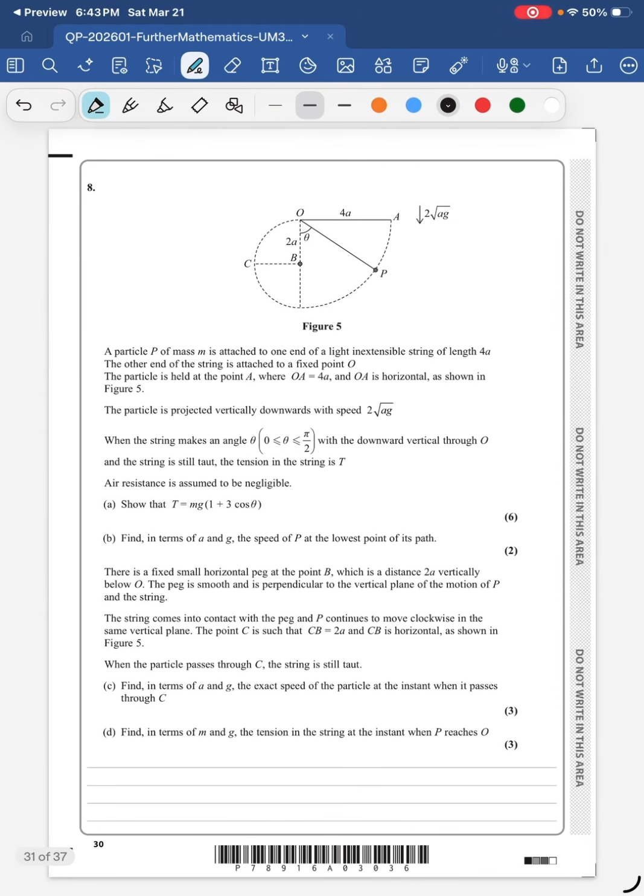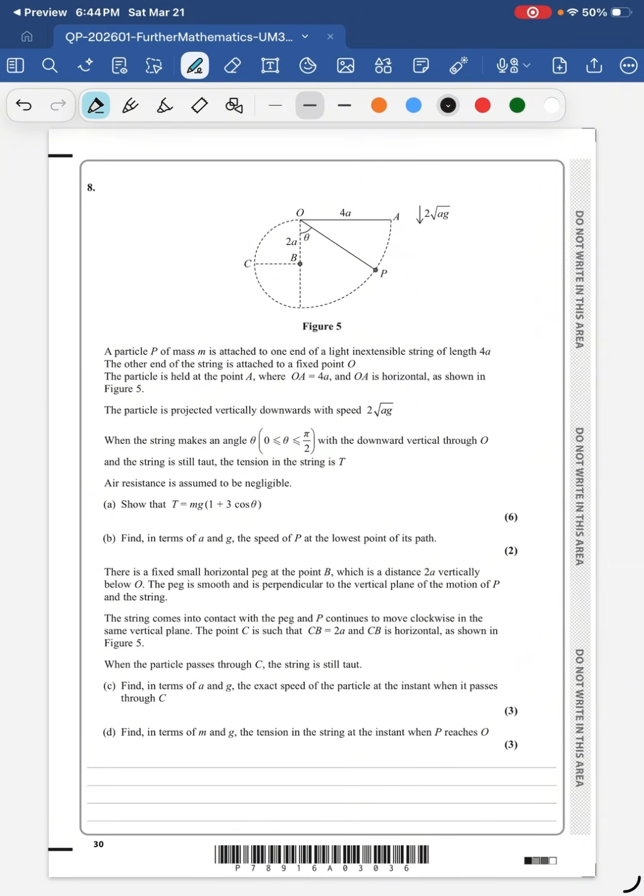So let's move on to question 8, which is the last question in this paper. So we have that crazy situation over there. A particle P of mass m is attached to one end of a light inextensible string of length 4a. The other end of the string is attached to a fixed point O. The particle is held at the point A, where OA is 4a, and OA is horizontal as shown in figure 5. The particle is projected vertically downwards with speed 2 square root of ag.